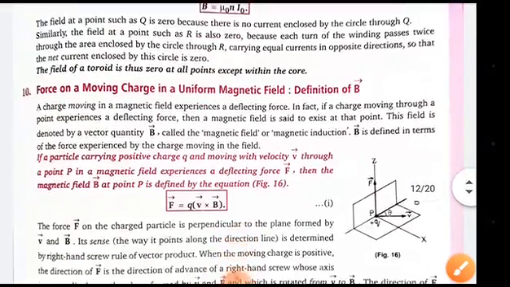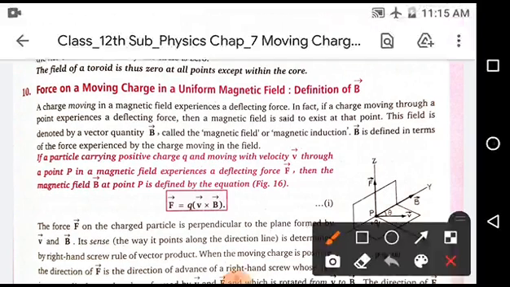Now students, we will discuss here force on a moving charge in a uniform magnetic field. Definition of B, the magnetic field, and here we will discuss the Lorentz force. If we take a current carrying wire in a magnetic field, then the force acting on it will be equal to Q into V into B. That means it is equal to the product of three terms: charge, magnetic field, and V, the velocity with which it moves in any one direction.